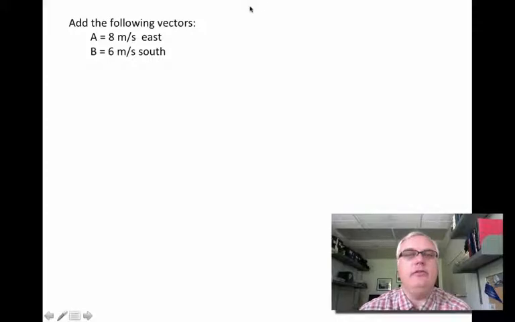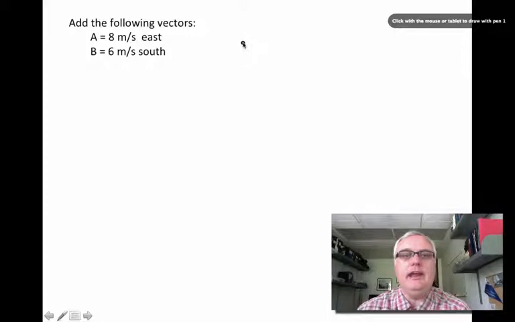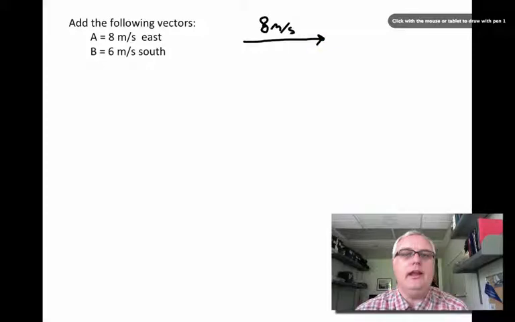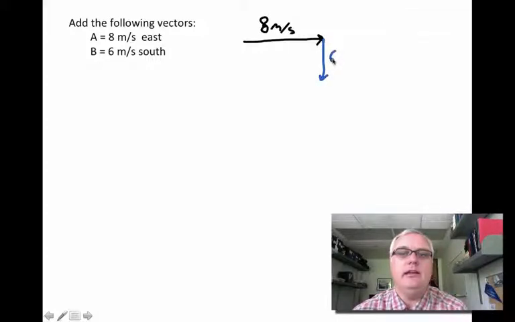What we're going to do is draw what's known as a vector diagram. So we're going to draw, first of all, vector A. Vector A is a vector pointing east. So here's my vector, 8 meters per second, and I'm drawing it pointing in the east direction. Then I want to add to that vector B, and I'm going to add vector B starting at the head of vector A. So wherever vector A ended, I'm going to draw B going south at 6 meters per second.